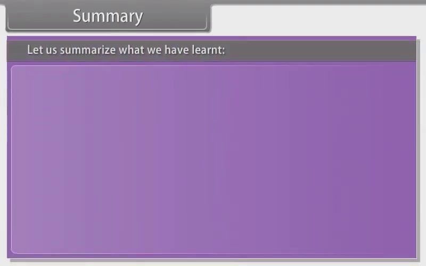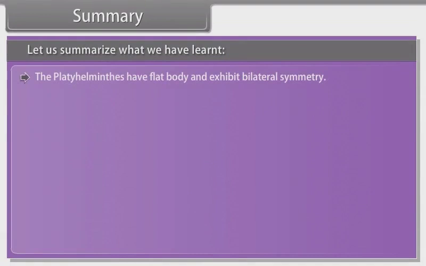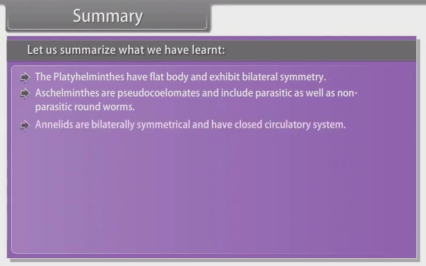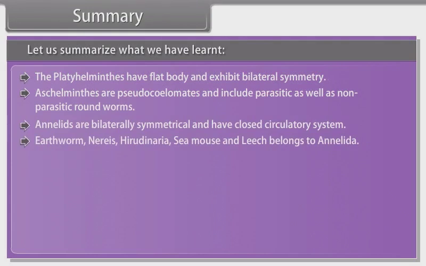Summary. Let us summarize what we have learned. The platyhelminthes have a flat body and exhibit bilateral symmetry. Aschelminthes are pseudocoelomates and include parasitic as well as non-parasitic roundworms. Annelids are bilaterally symmetrical and have a closed circulatory system. Earthworms, Nereis, Hirudinaria, sea mouse and leech belong to Annelida.